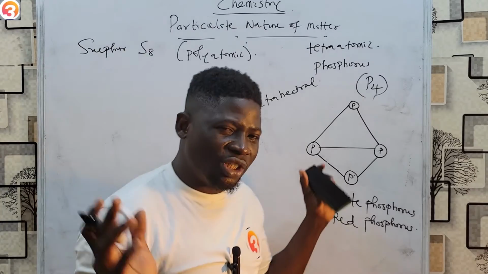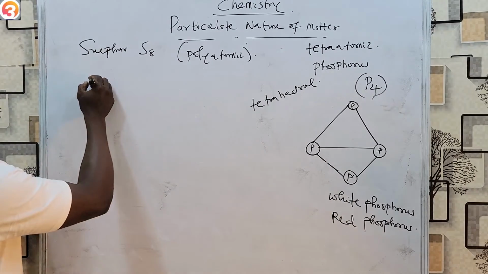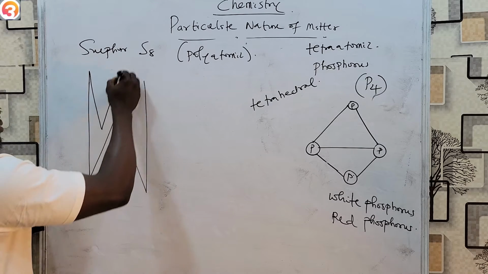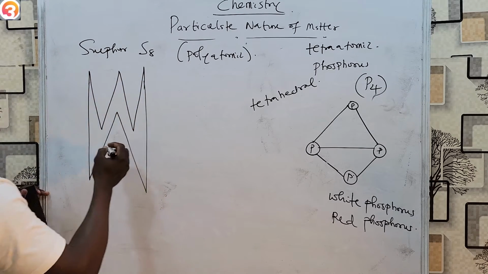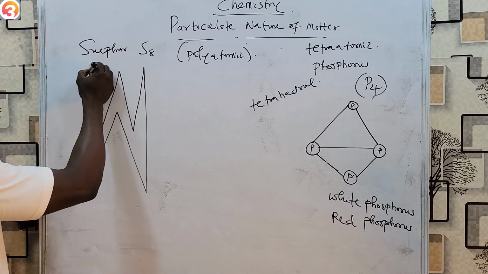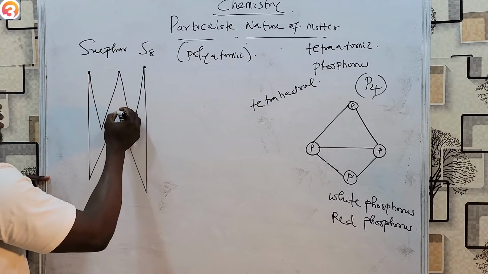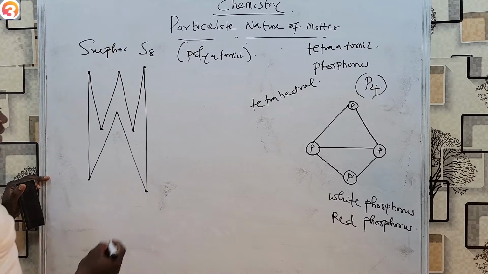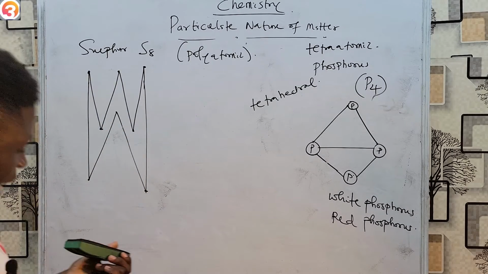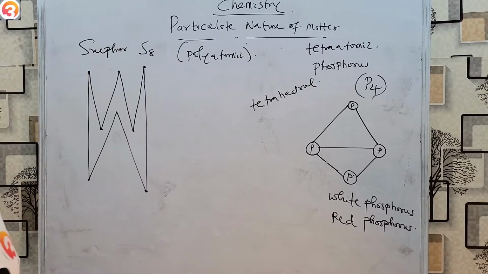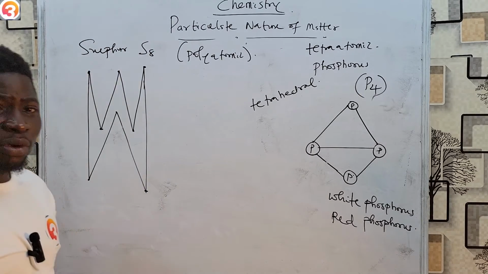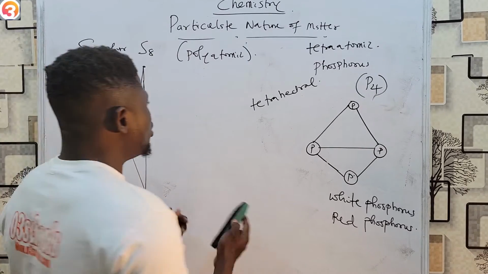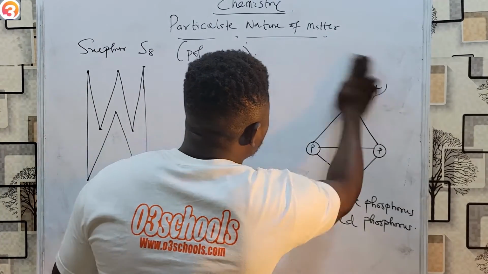Sulfur S8 molecule is shaped like a crown, like this. This is the sulfur S8 molecule. You see 1, 2, 3, 4, 5, 6, 7, 8. It is shaped like a crown, right? That is the sulfur S8 molecule. So you take note of that. So polyatomic molecules have more than 4 atoms, right? There are some other molecules.